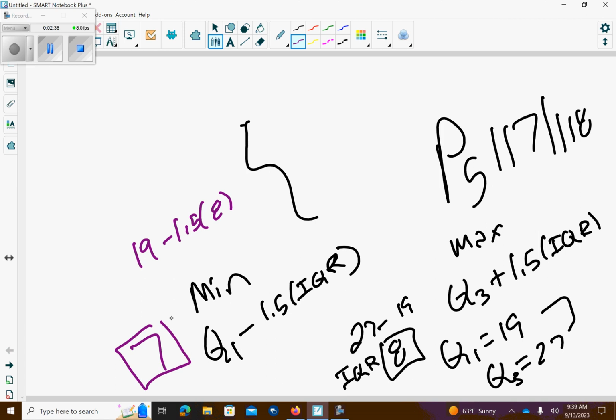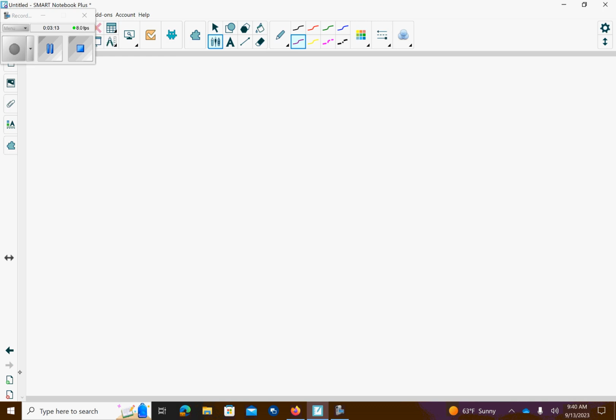So then I'm going to take Q3. I'm going to go 27 plus 1.5 times the IQR, which is 8. Now it's going to tell us our upper outlier, so plus 1.5 times 8. So this upper outlier is 39. That actually tells us that to find outliers, anything beyond 39 is going to be an outlier. That would be one of those dots that would show up.